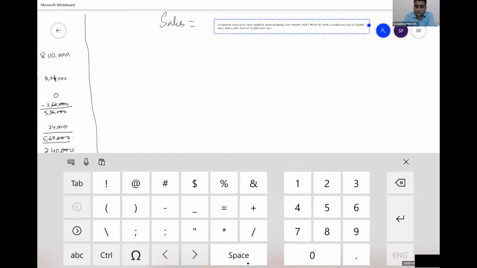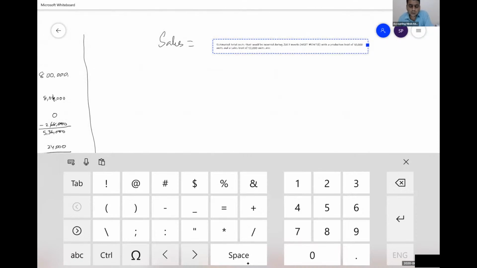Guys, you following it? Sales is how much? Sales is equal to 12,000 and production is equal to 10,000. Now Urmila will ask one question. Sir, production is 10,000 and how can we sell 12,000? How can we sell 12,000?